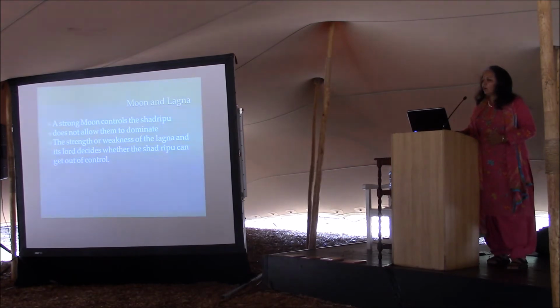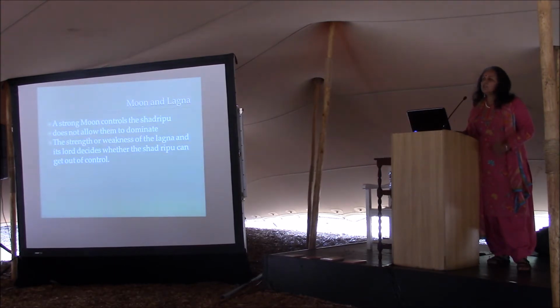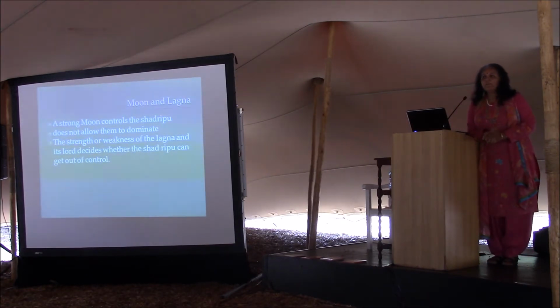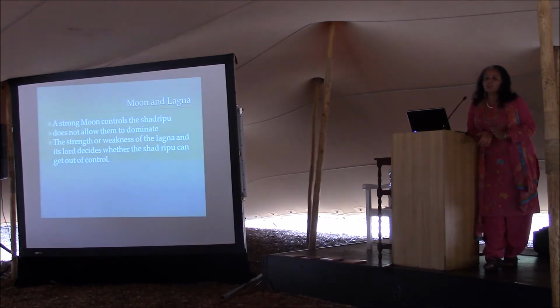So a strong moon and the lagna. Lagna is the ascendant. If your ascendant ruler is strong, then he has the ability to control your energy. If your moon is strong, it also has the ability, because it does not allow the Shad Ripu to dominate. And the strength and weakness of the Lagna and its Lord decides whether the Shad Ripu can get out of control.